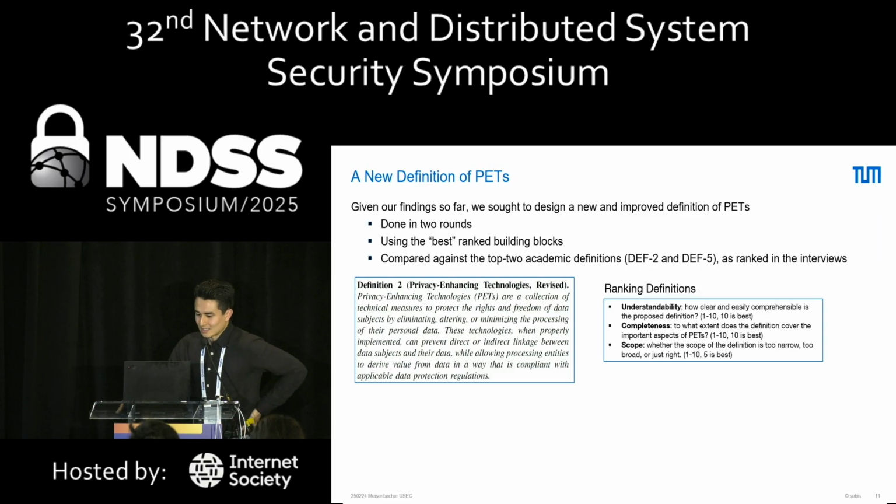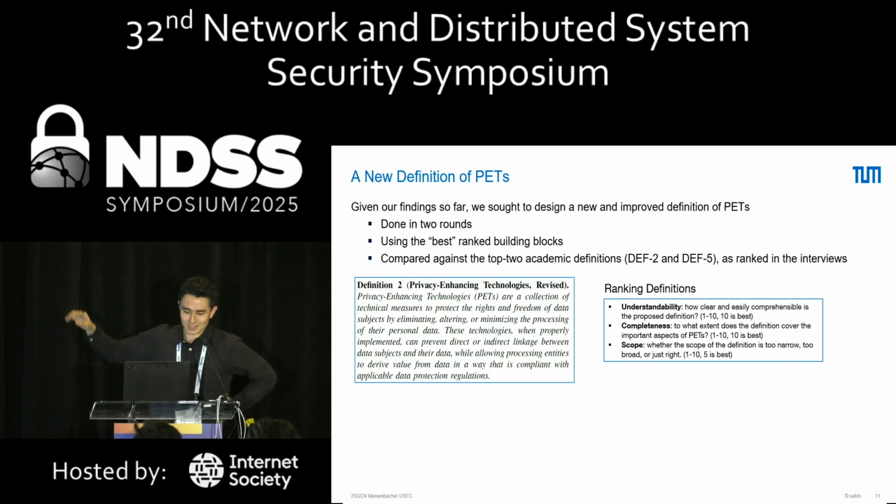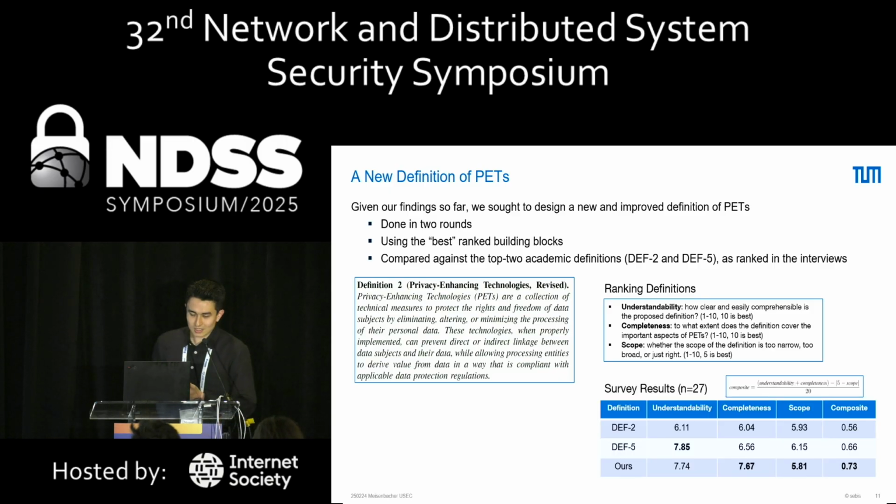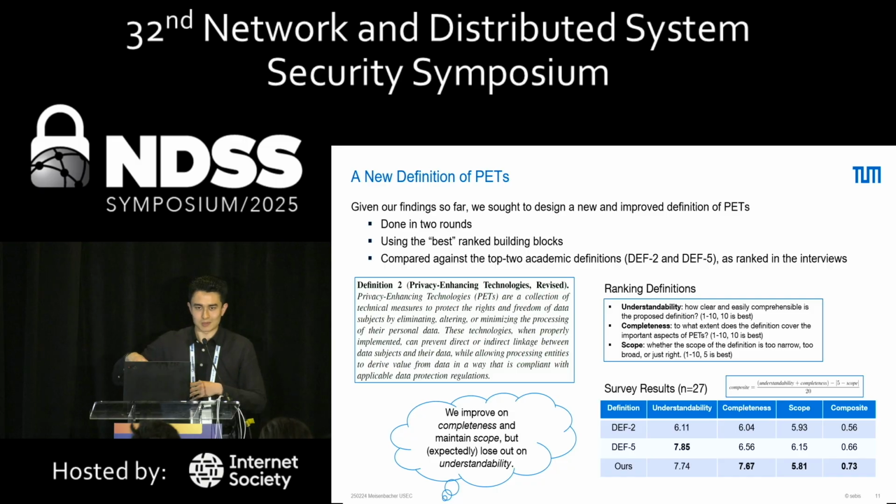And finally, one of the last things we did was propose 2 new definitions. For time purposes, we only focused on the second one. We took the best building blocks as ranked by our interviewees, merged them into a new definition, and proposed this to survey respondents, who ranked them on the 3 metrics you see here. The good news is we were able to improve on the metrics as composed of the top 2 ranking definitions from the interviewees. The bad news, we lost out on understandability a little bit. There seems to be a trade-off as we pack more of these building blocks into a definition. Maybe the understandability goes down a little bit, but again, not the worst thing.